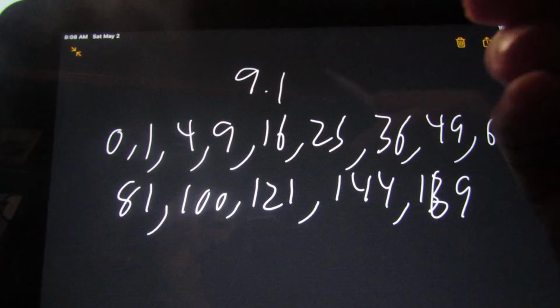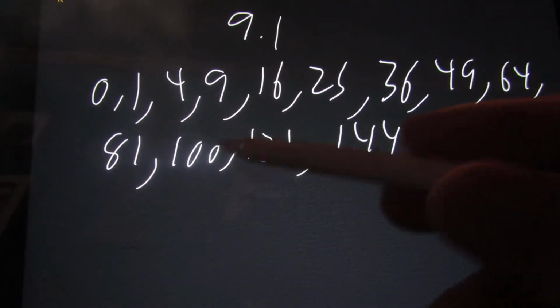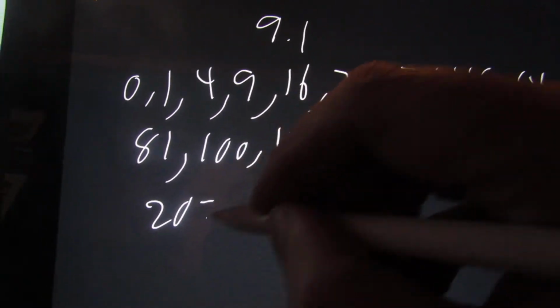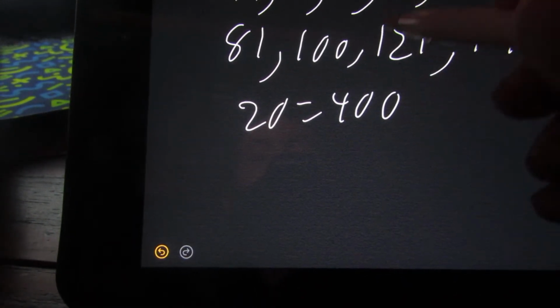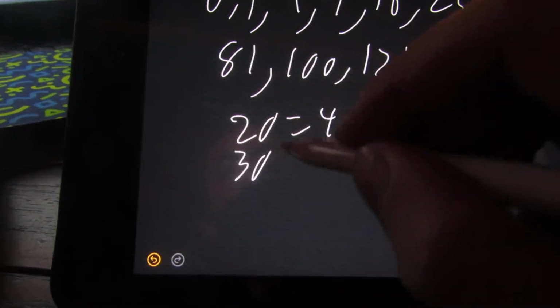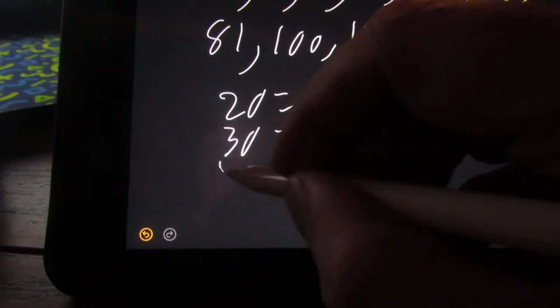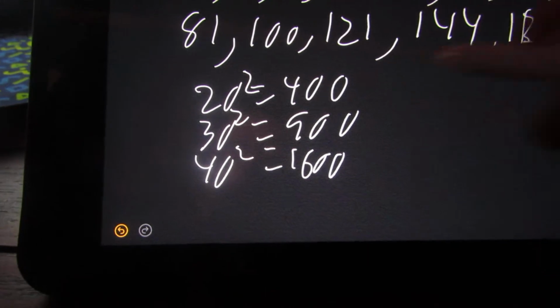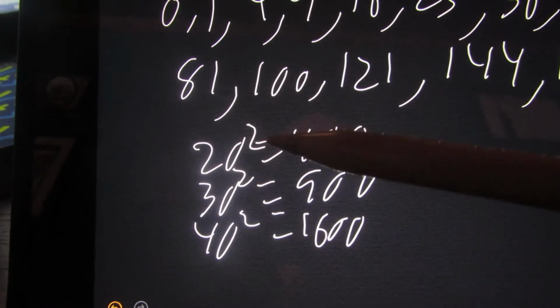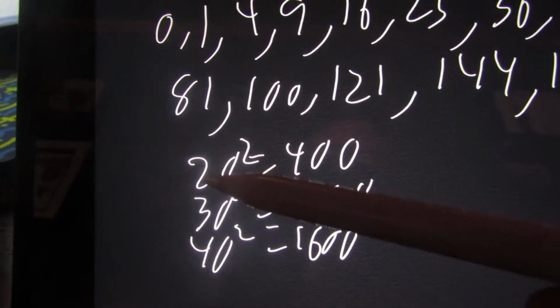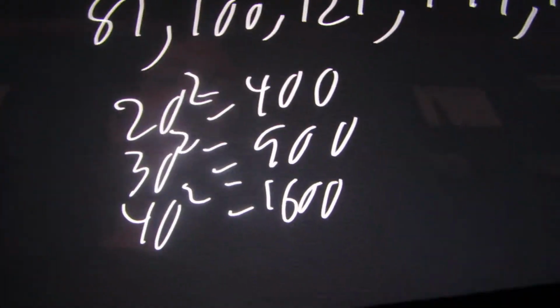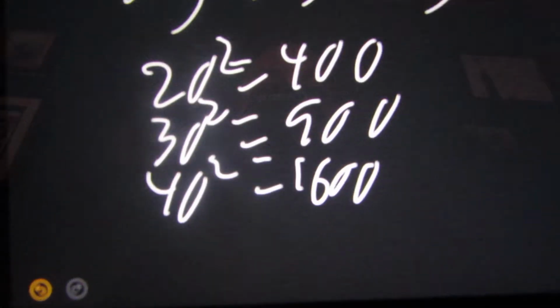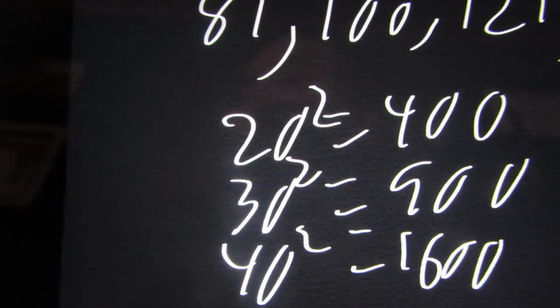Also the multiples of 10. So we already have 10 squared is 100. 20 squared is 400. 30 squared is 900. 40 squared is 1600. When it's a multiple of 10, all you do is square the first digit and then put 2 zeros at the end. So 50 squared would be 2500. So knowing those is going to help you a lot.